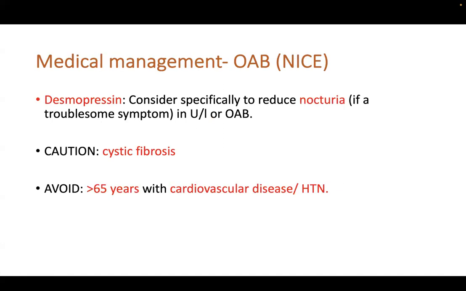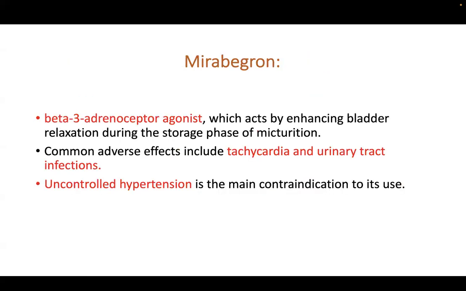Now, medical management of OAB. What are the other medicines? The first-line medication we have discussed. Desmopressin we can use for nocturia, the NICE guideline says. However, in case of cystic fibrosis, we have to use it with caution. And in case of age more than 65 years with cardiovascular disease or hypertension, we should avoid it.